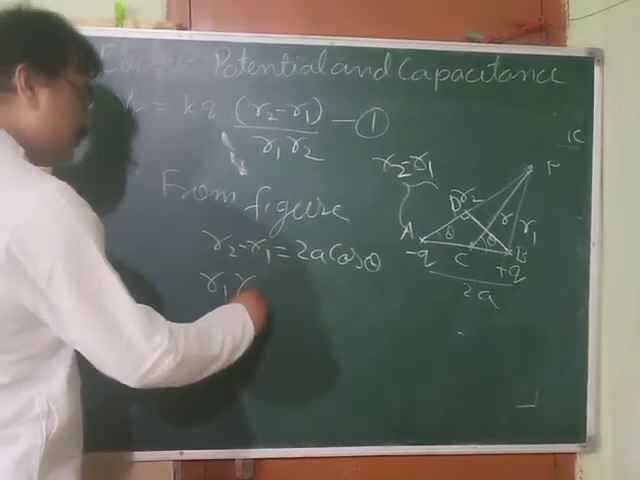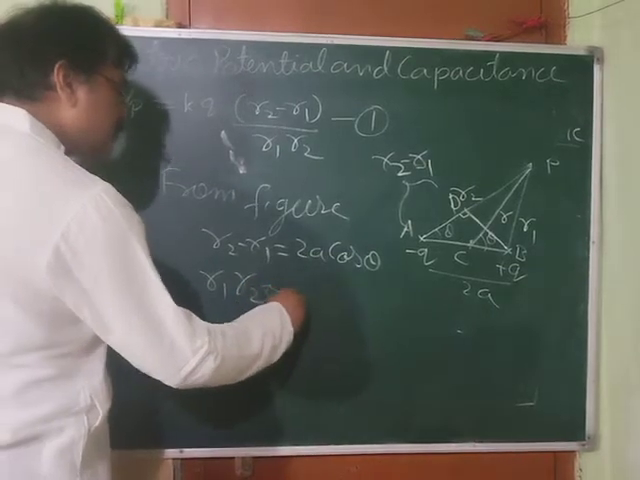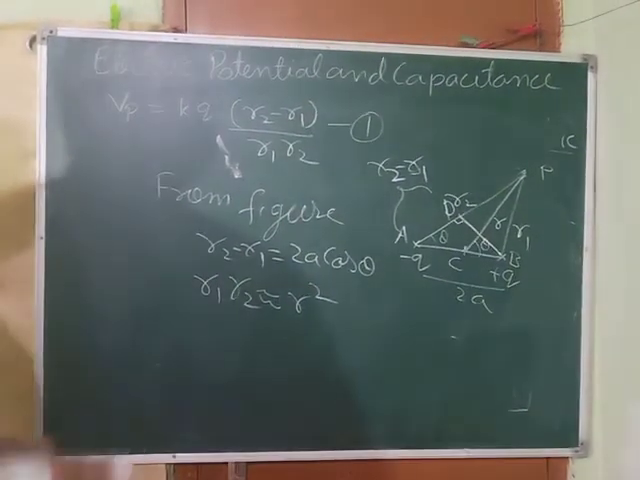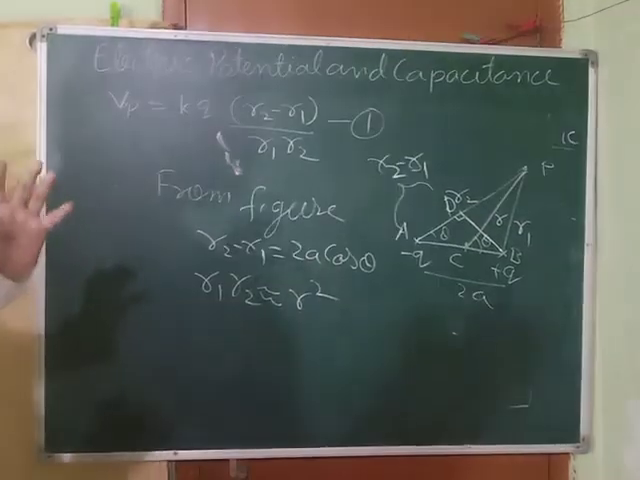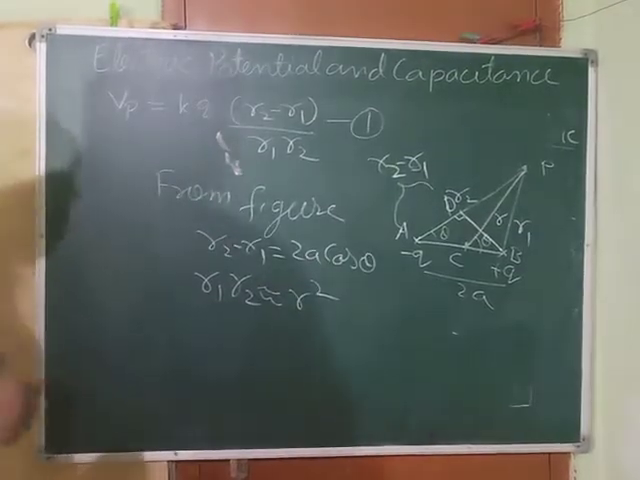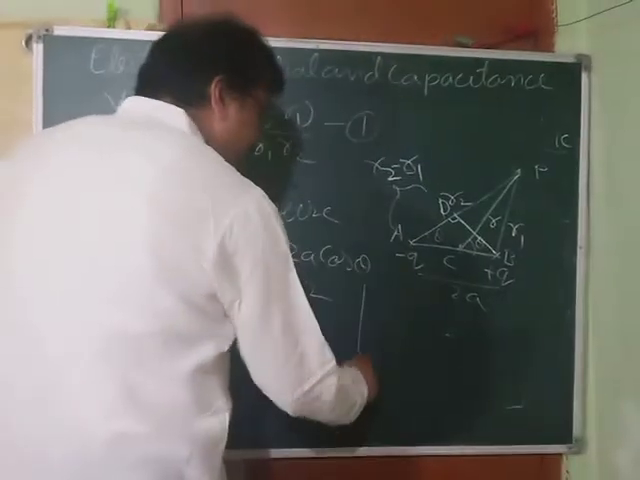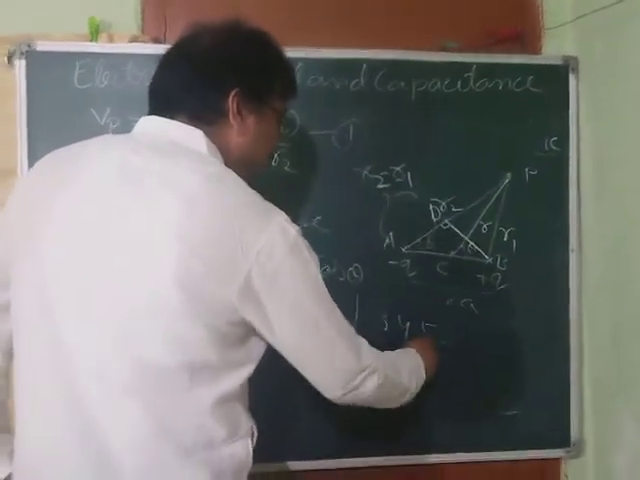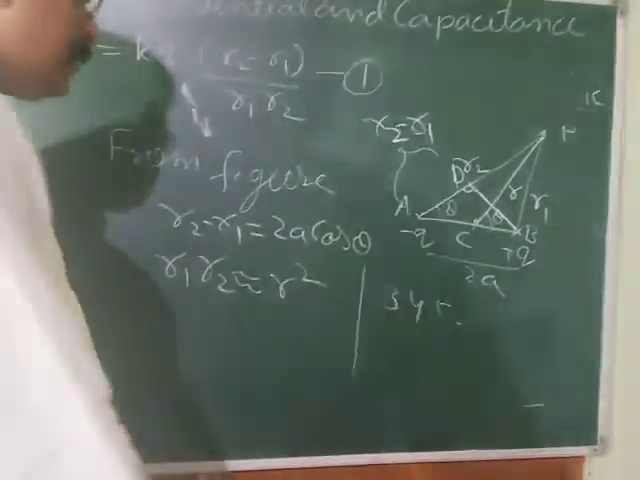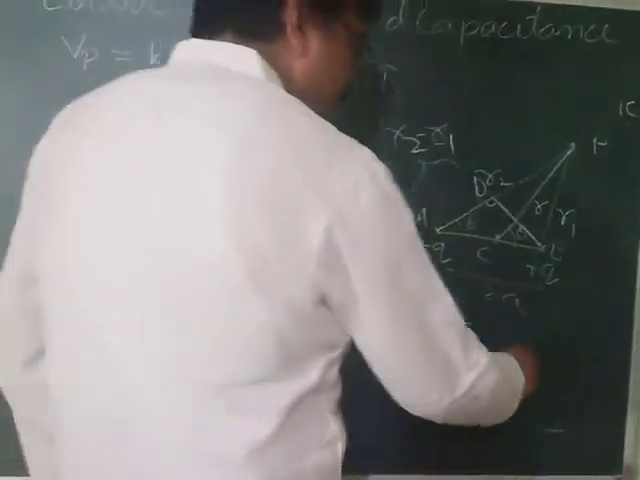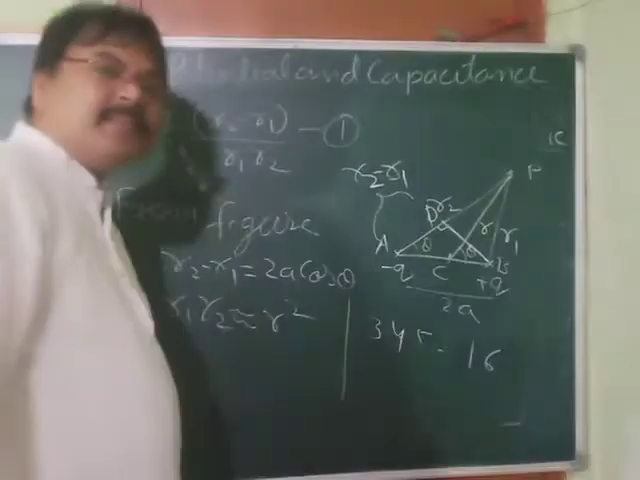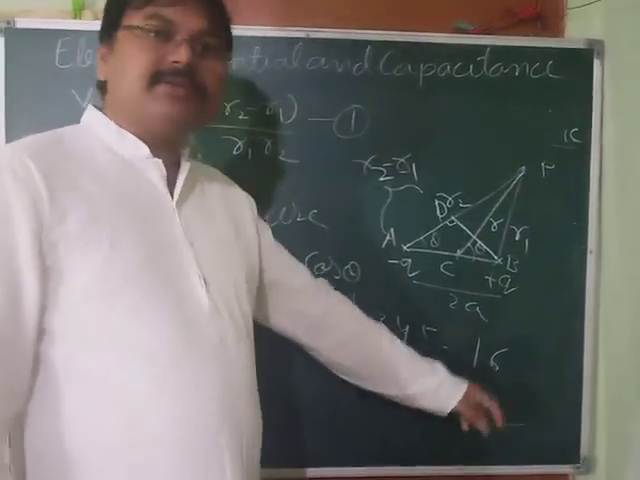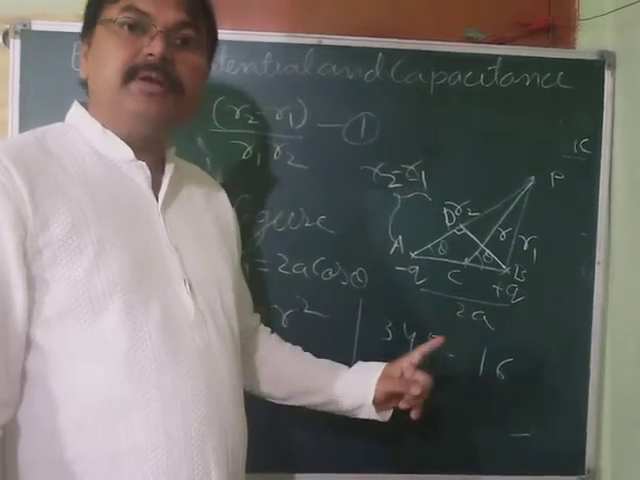R1 R2 is approximately equal to R square. How can we say that? See, we will use numbers to do this. Suppose you have numbers like 3, 4 and 5. What is 4 square? It is 16. 5 times 3 is 15. So 15 is very near to 16 or not? There is a difference of only 1.